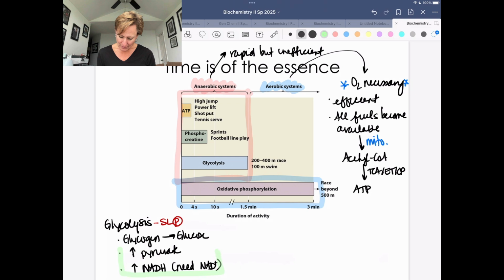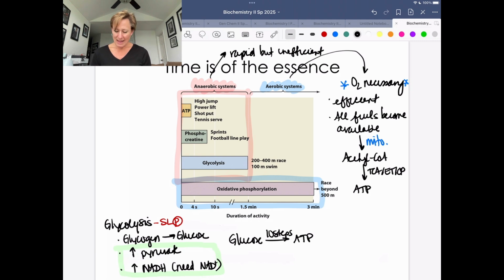They will feed back and inhibit glycolysis. So again, remembering glycolysis is basically glucose going to ATP. We've got 10 steps, and we produce ATP by substrate level phosphorylation. These guys will feed back and inhibit. Excess pyruvate and excess NADH will feed back and inhibit glycolysis.